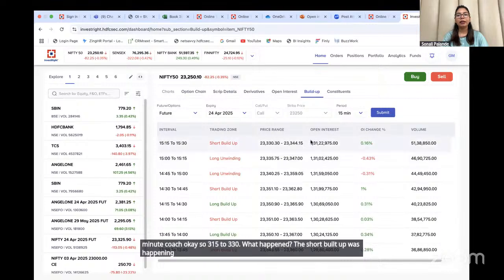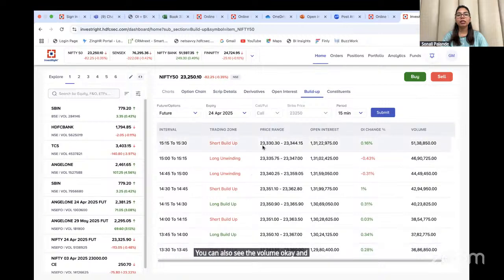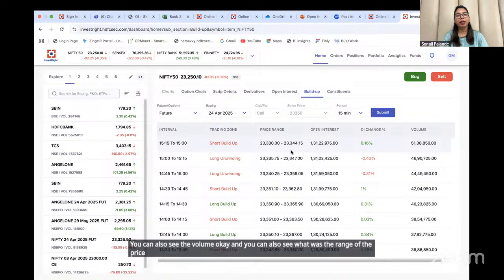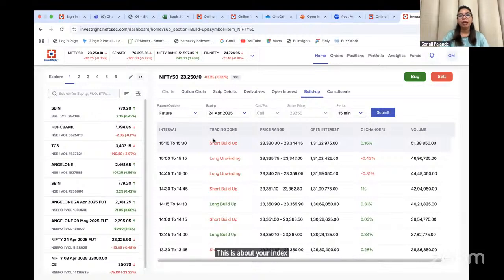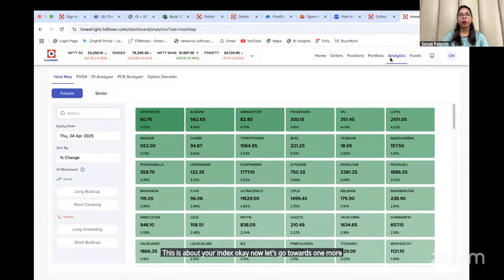Okay, and you can see the open interest, you can also see the OI change, and you can also see the volume. Okay, and you can also see what was the range of the price in that 15 minute. Okay, so you can basically get the idea of the build up, and because of that build up, how the price has reacted. Okay, so this is about your index. Okay, now let's go towards one more feature, that I'm going into analytics.